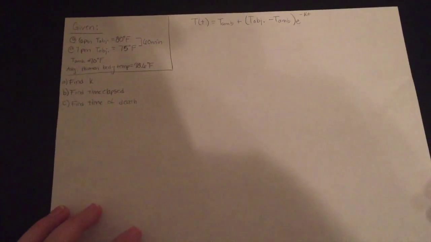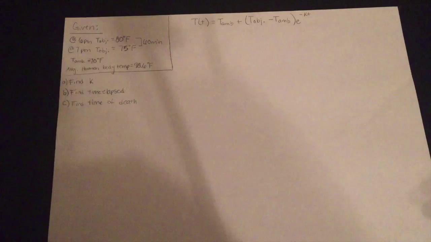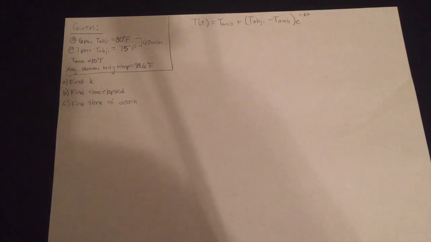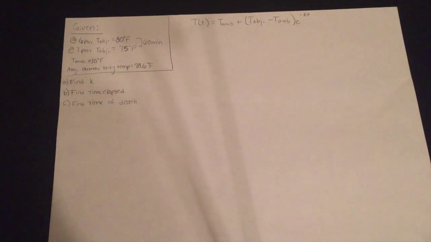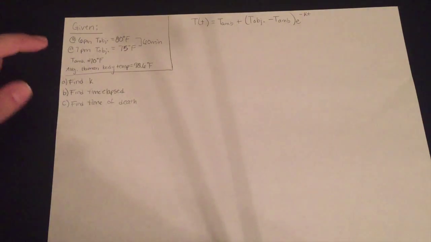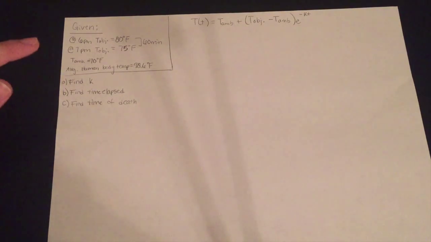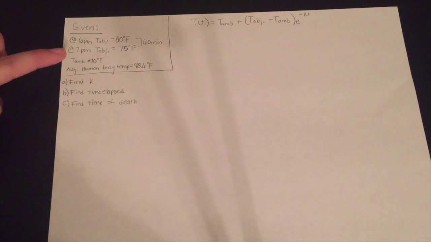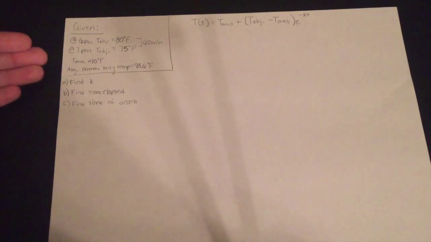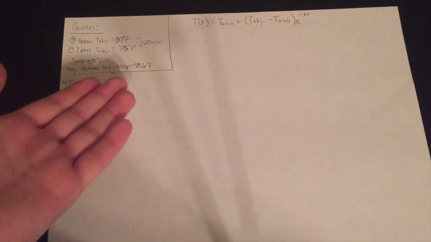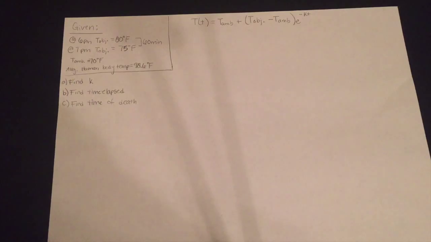Okay, so as you can see, what we were given from the problem was that at 6 p.m. the temperature of the object, which is the body, is 80 degrees Fahrenheit, and then at 7 p.m. the temperature of the object is 75 degrees Fahrenheit, so we know that it dropped 5 degrees in a 60-minute interval. And then the ambient temperature, which is the constant temperature of the room, is 70 degrees Fahrenheit. And even though it wasn't given, we know that the average human body temperature is 98 degrees Fahrenheit, which we need to know for later.